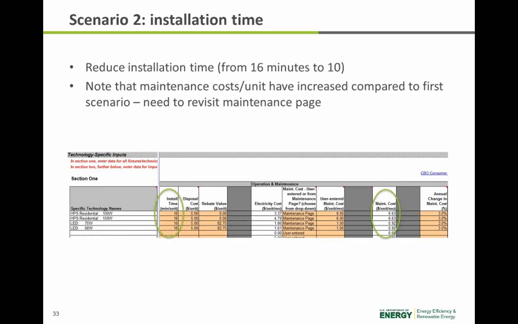Now on to the technology-specific input section. On this slide, you can see in the first green oval on the left, I've changed the install time from 16 minutes to 10 minutes. But then in the second green oval there, you note the maintenance costs. And I recall that the maintenance costs in the original example were somewhere around $5.50 per unit per month and 77 cents for the LEDs. But yet they've gone up here. So we need to revisit the maintenance cost page to see what's going on here.